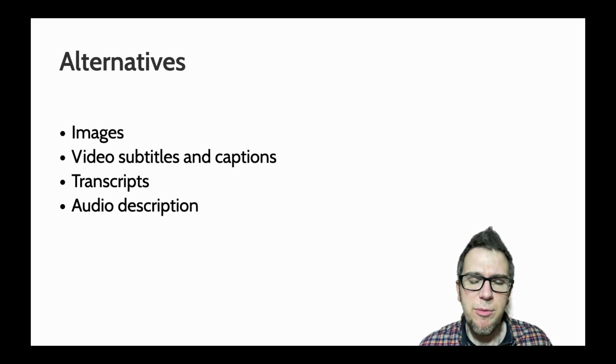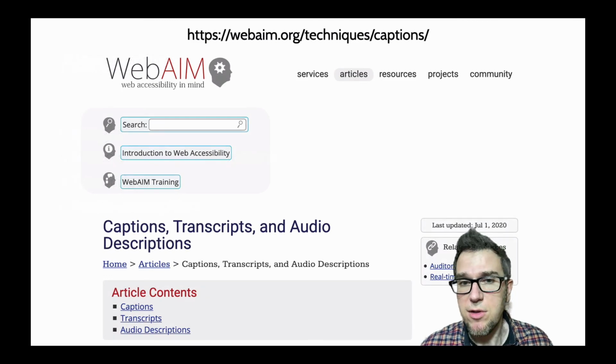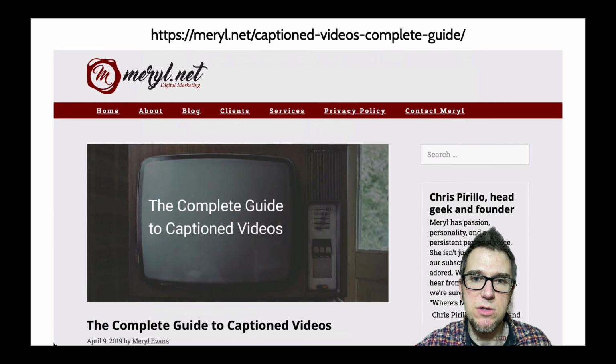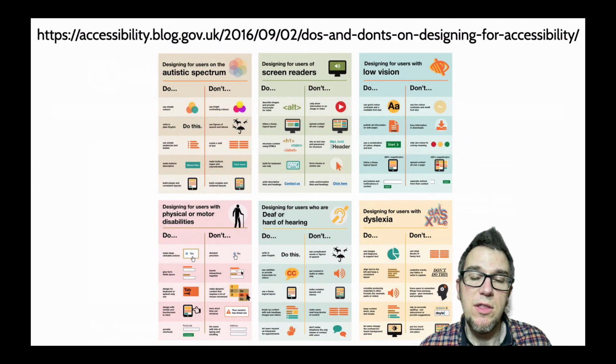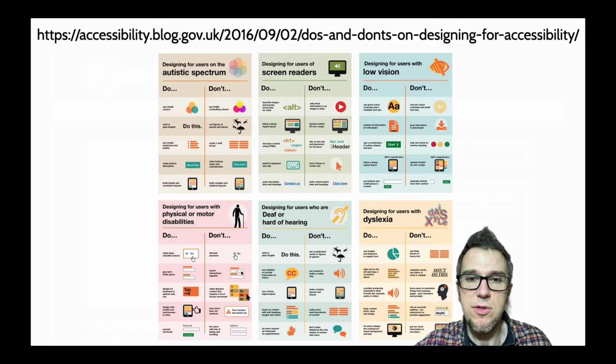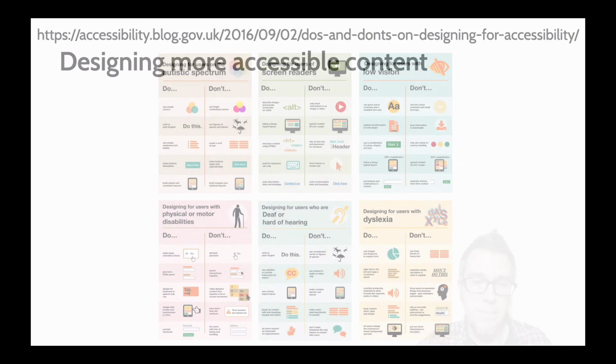You can find out more about these using WebAIM's article about captions, transcripts and audio descriptions, the BBC's My Web, My Way, and this great resource from Merrill Evans, The Complete Guide to Captioned Videos. One final resource that will help frame your thinking and conversations around accessibility is the UK Home Office Do and Don'ts on Designing for Accessibility. It's a set of posters that you can print off for your office wall.